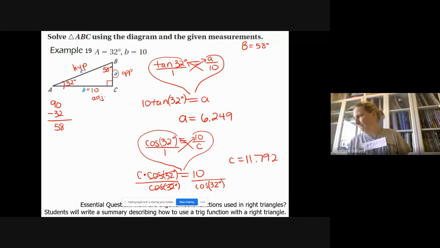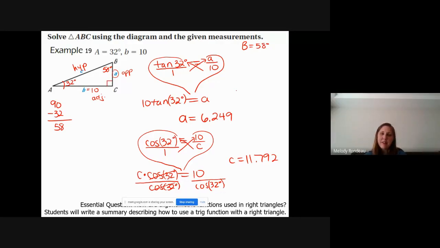Awesome. So then, like I said, I'm kind of funny and I like to list all my answers together. So angle B we had at the top was 58. A was 6.249 and C was 11.792.